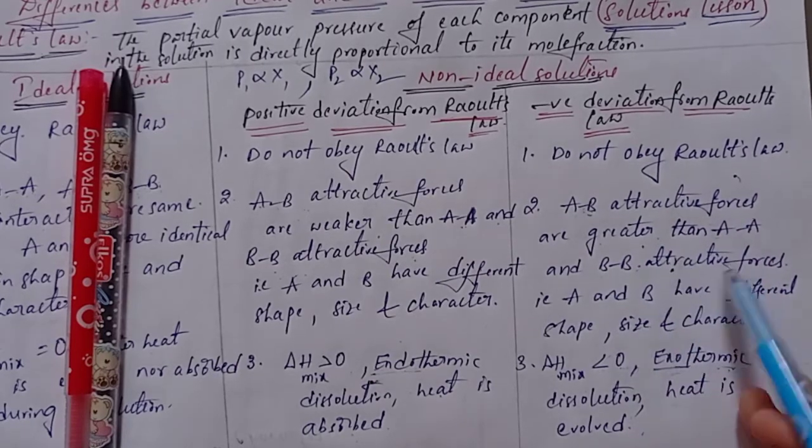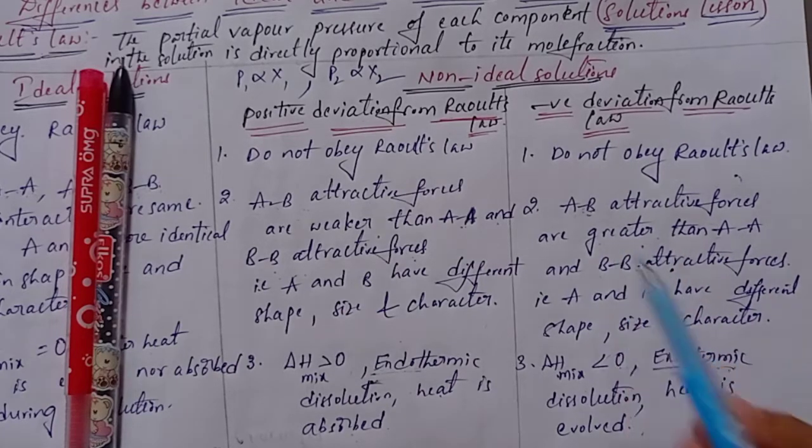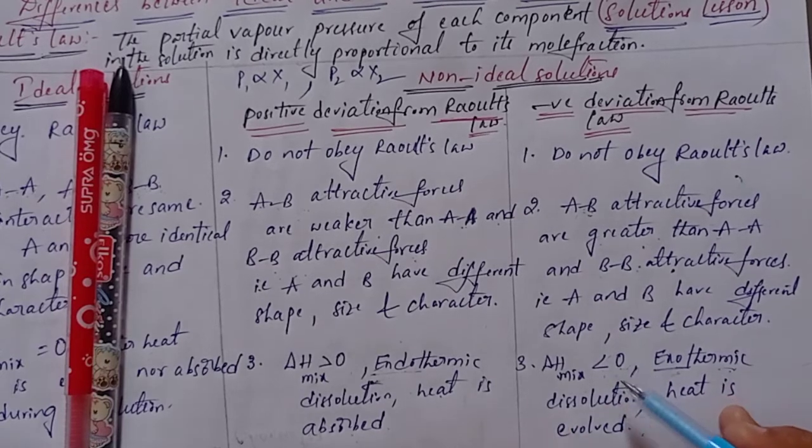Correct? Here absorbed energy is less. That means absorbed energy minus released energy, you will get the exothermic reaction. It is less than 0. Less than 0 is nothing but negative value.